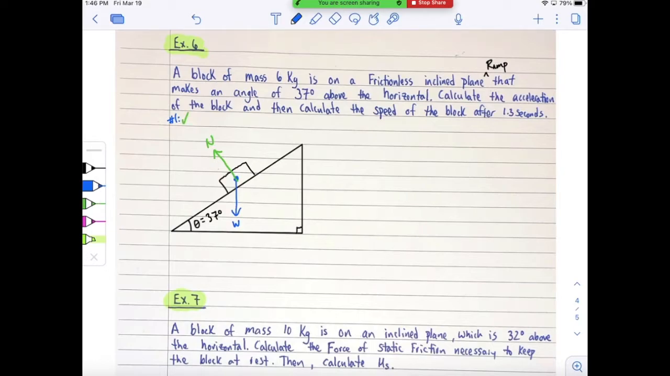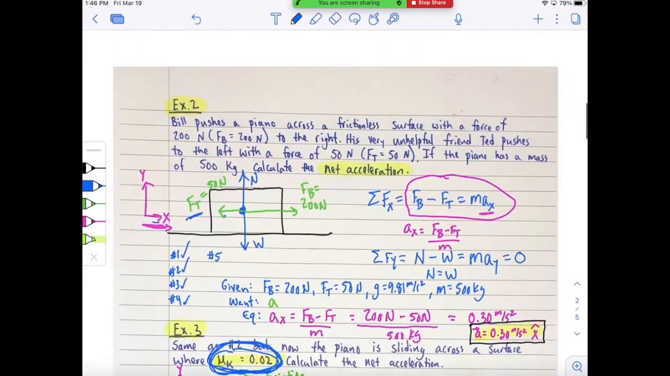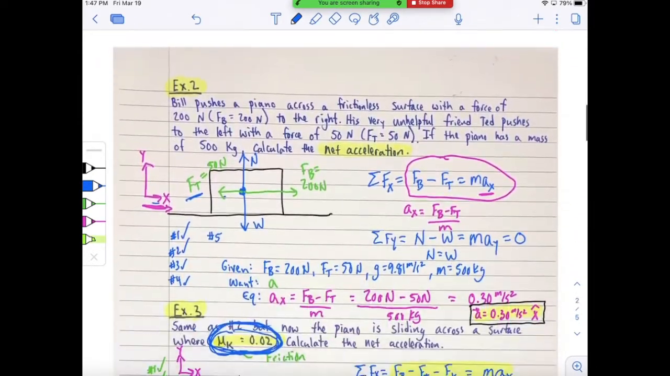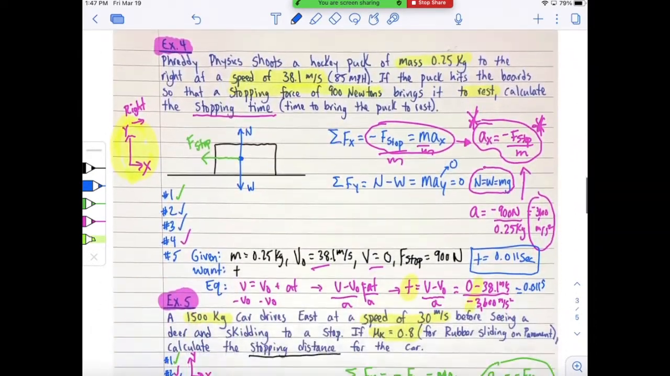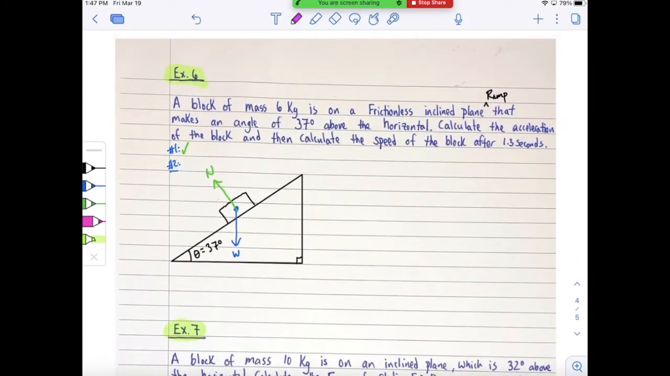All right, step number 2. If we go back to the beginning, and I just want to keep doing this just to review, so we have these 5 steps for success. We drew an FBD, so step 1 is done. Now we want to pick a coordinate system based on which way the object wants to move. So this is the time when we have a ramp that our coordinate system is actually going to be different. So up until now, you're like, well, Mr. Dent, why do we even have step 2? It doesn't make sense. But this block wants to move down the ramp.